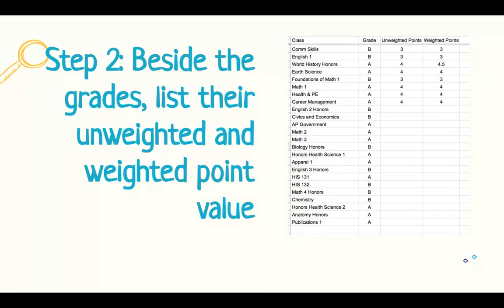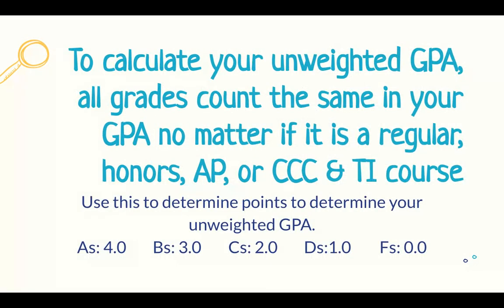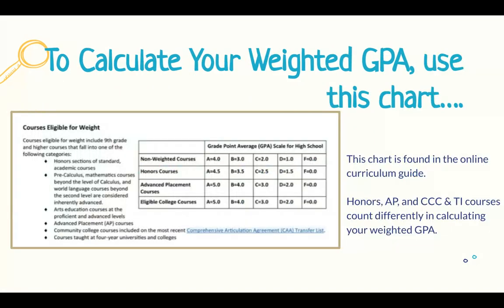Now that might be confusing, but here's some tips. To calculate your unweighted GPA, all grades count the same no matter if it was a regular, honors, AP, or CCC and TI class. All A's are 4.0, B's 3.0, C's 2.0, and so forth. But to calculate your weighted GPA, the points are different, determined based on the type of class it was. For example, in an honors class, an A isn't just a 4, it's a 4.5. In an AP or college class, an A is a 5.